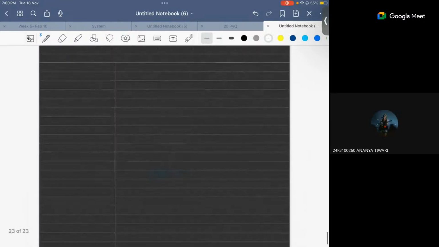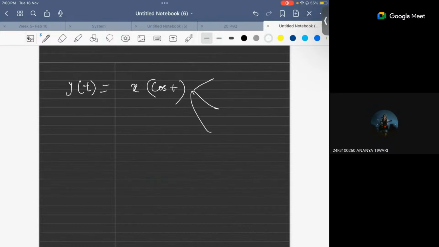So let's practice some questions. x of cos t. Tell me linearity, causality, and memory-less. Linear or non-linear? Linear. Causal or non-causal? Check for y of minus pi by 2. Non-causal, because y of minus pi by 2 will depend on x of 0. So this is non-causal and dynamic also.